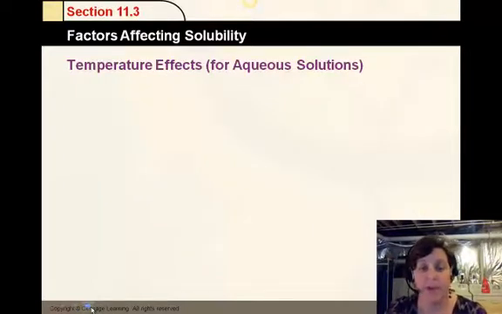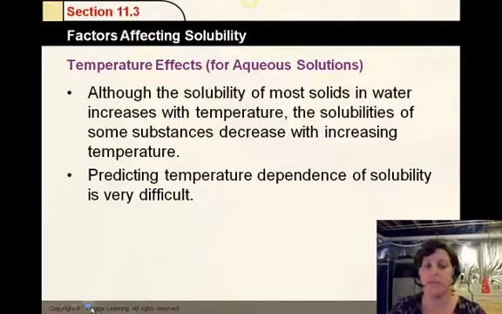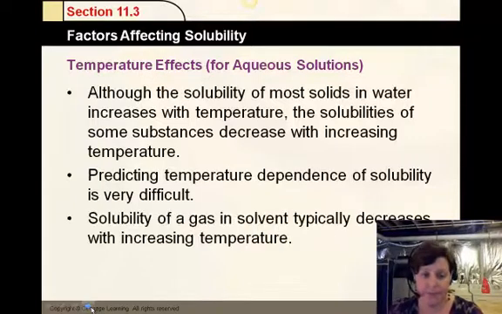Temperature effects for aqueous solutions. Although the solubility of most solids in water increases with temperature, there are some substances that decrease with increasing temperature. Predicting this dependence is often very difficult. Solubility of a gas in a solvent typically decreases with increasing temperature, and that's why we store our carbonated beverages in the refrigerator, to decrease the temperature so that solubility increases.